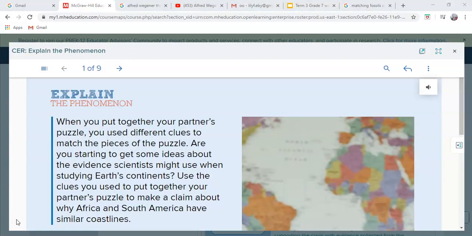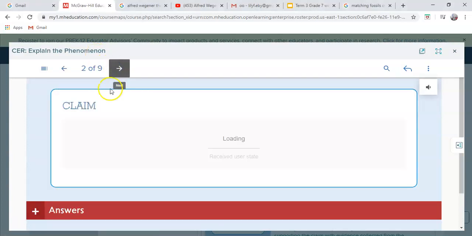Now we are going to the next page, page number 8, because in page number 6 and 7, we should have an activity like I said before, but we are not going to do it. So in page number 8, we have a claim. We want to make a claim. It says, when you put together your partner's puzzle, we don't have the puzzle, so we didn't do that. So let's go quickly to the claim.